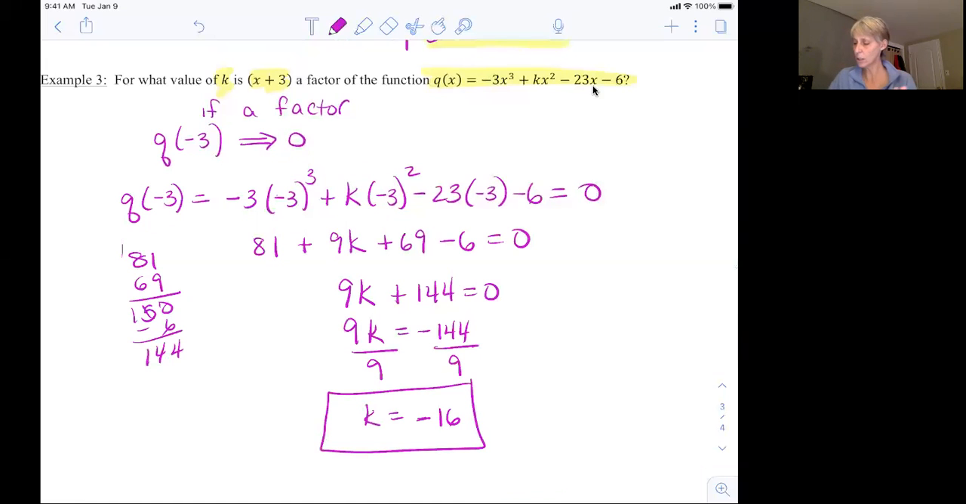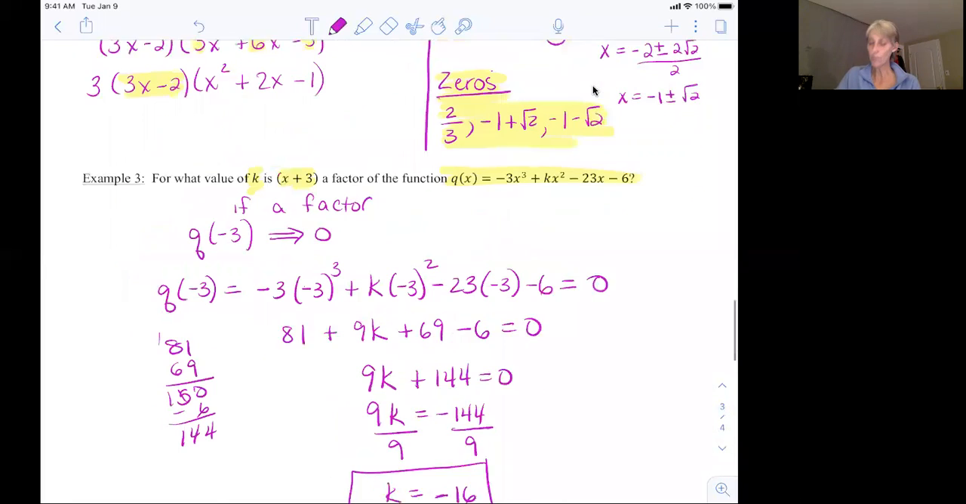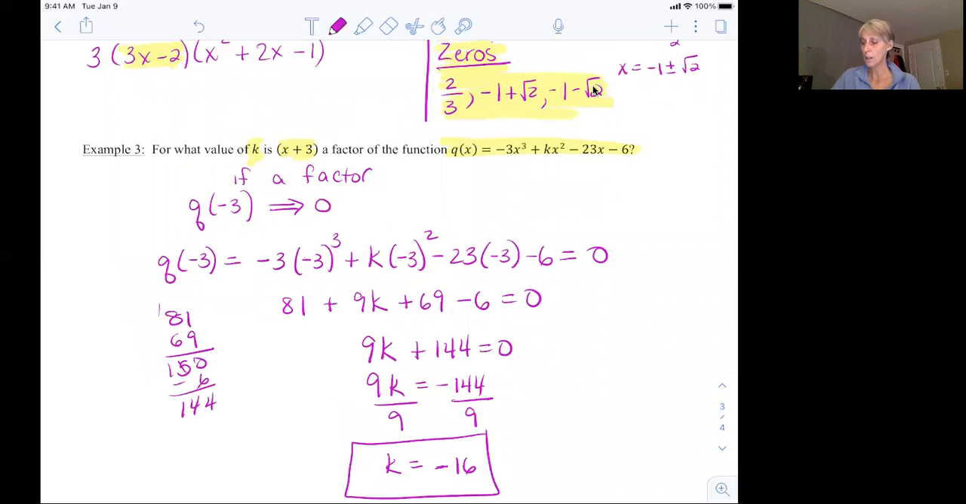And all I'm asking you to do is find it. But this is a really nice question because it combines the remainder theorem, plugging in a number, and the factor theorem all together. And that connection is very, very important, especially for next year.